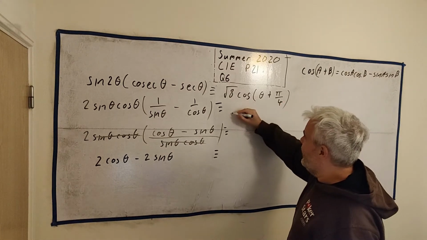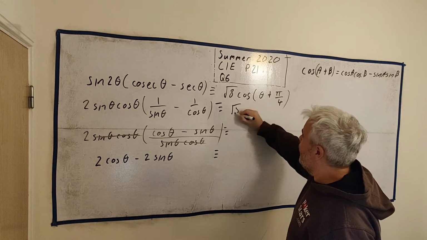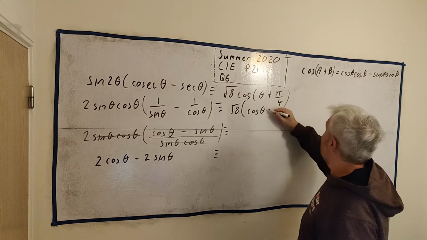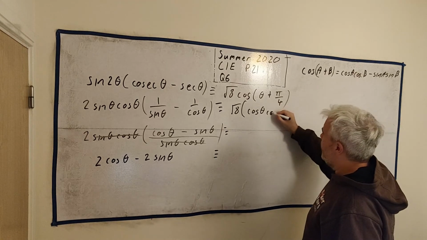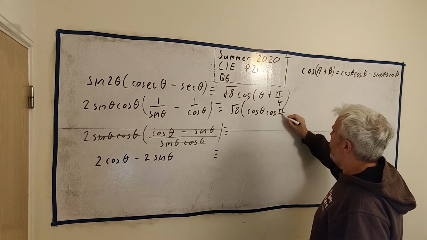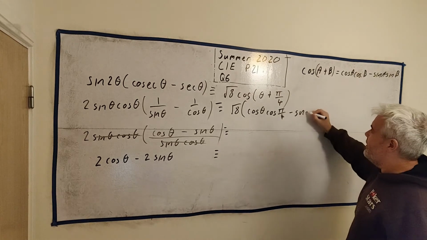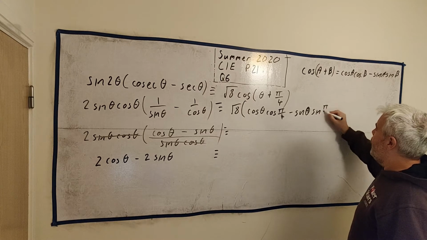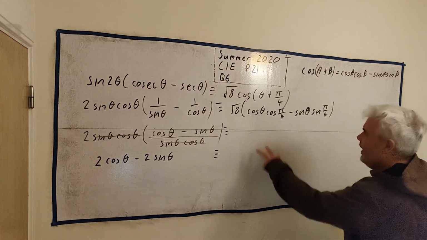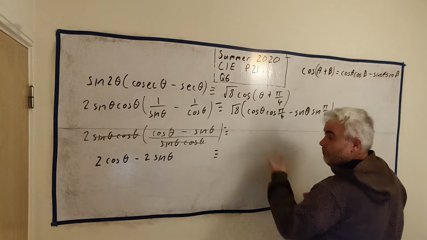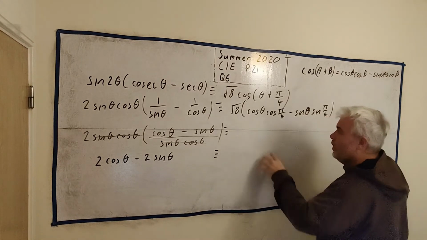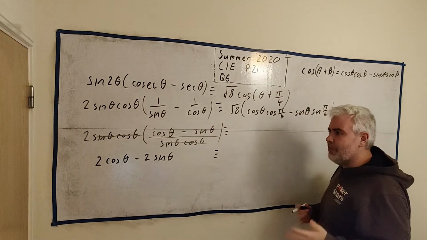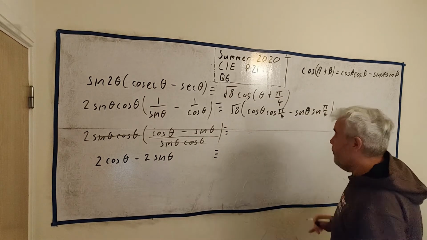So this is the same as square root of 8 multiplied into cosine theta cosine pi over 4 minus sine theta sine pi over 4. And let's clean this up a little bit, and maybe you've already noticed something here, but this actually is starting to look a lot like here. Some students might be unsure on that, but trust me, it is.